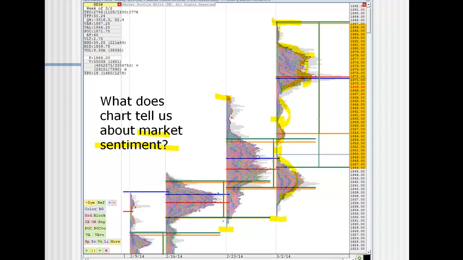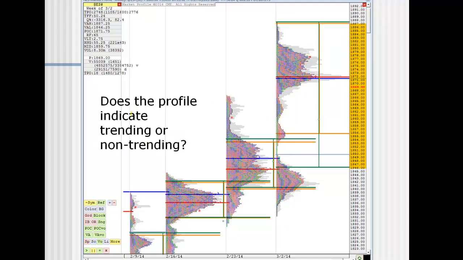And look at the value area high way up there, and this is the value area low. So when you analyze the weekly profile, trying to get a gauge on market sentiment, those are the types of things that you look at, and hopefully when you did that, you came to the same conclusion that I just described. Does the profile indicate trending or non-trending?